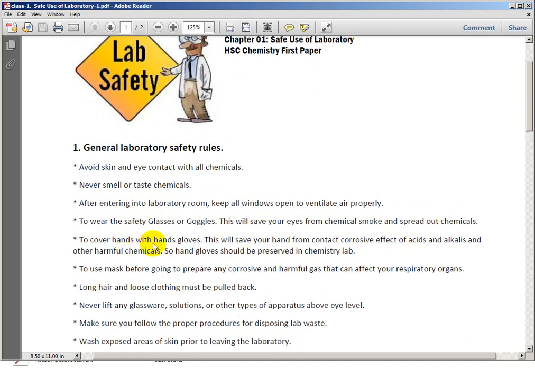Cover your hands with hand gloves. This will save your hands from the corrosive effect of acids and alkalis and other harmful chemicals. Gloves should be kept in the chemistry lab. Okay, I have lab gloves in the chemistry lab, but they are one-time gloves.